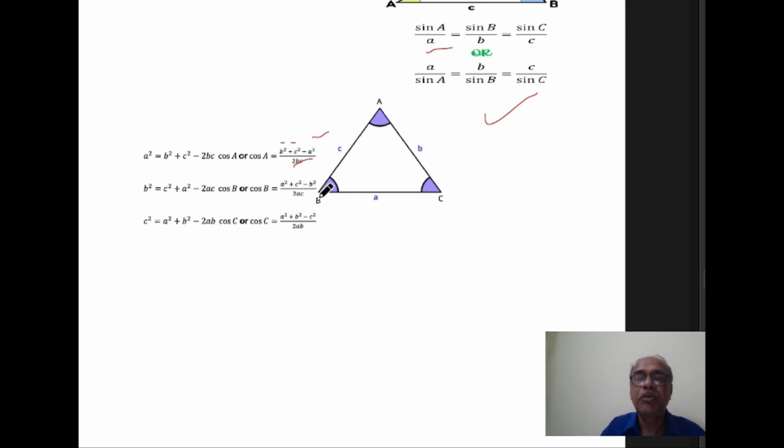Similarly, what will be cos B? Cos B equals this square plus this square minus this square, divided by 2 into this into this. So here you see a square plus c square minus b square divided by 2ac. And in the same way we get the value of cos C.